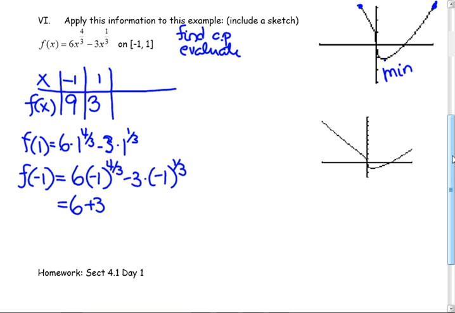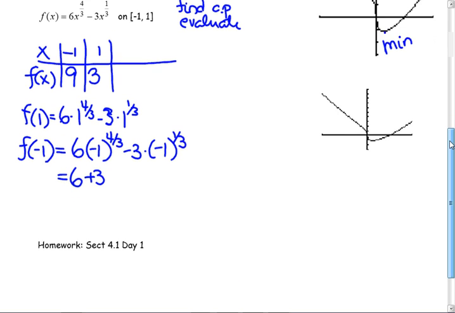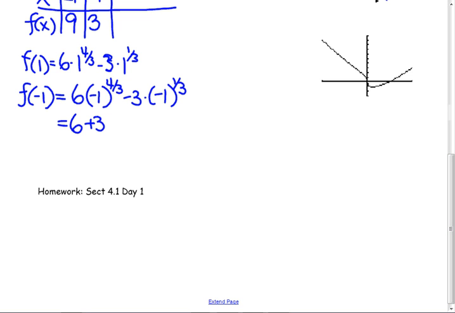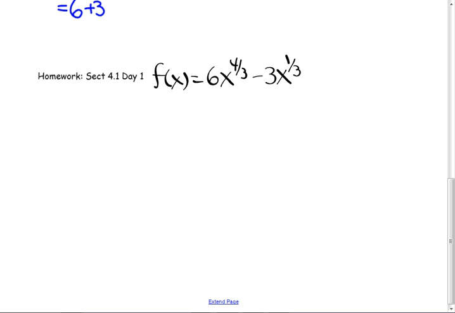Okay, we now have to look at where the other critical points are. So what calculus do we have? What am I going to look for? The derivative. So I'm going to copy this down here. 6x to the 4/3 minus 3x to the 1/3, right? Did I copy that right? Okay. How do I find that derivative? Yeah. Just the power rule. 6 times what?